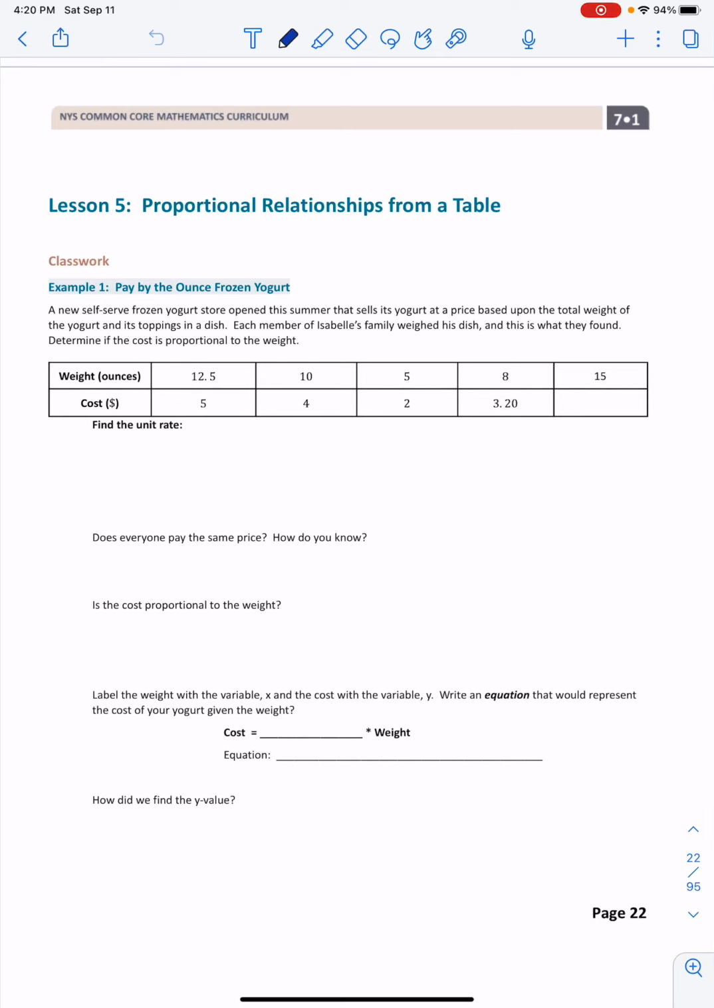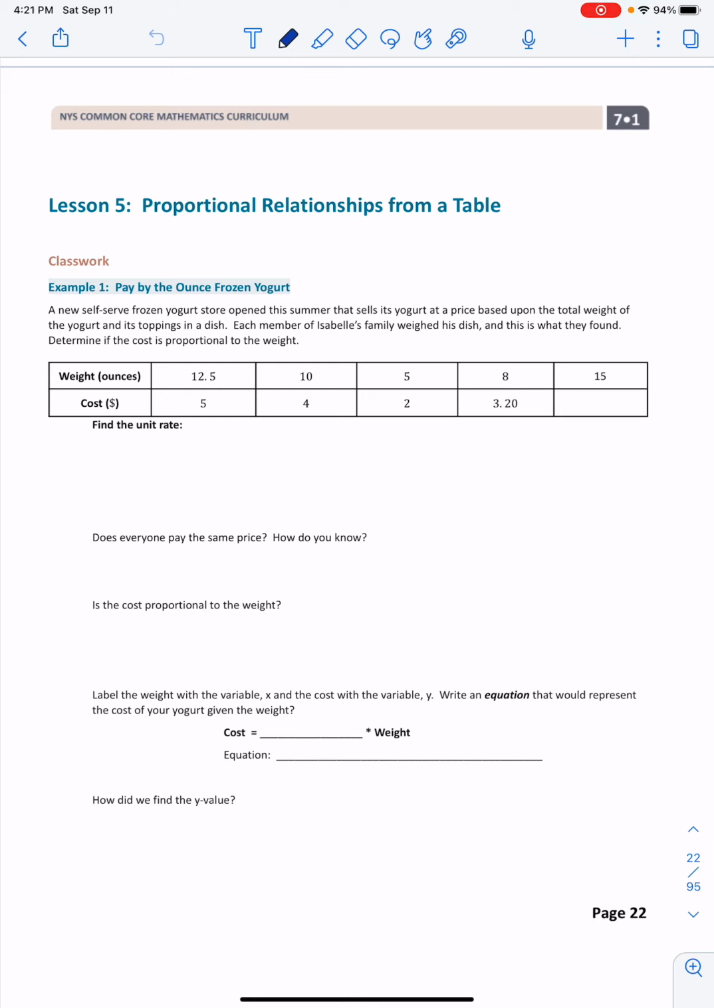This is lesson 5, proportional relationships from a table. So today what we're going to do is learn how to determine whether a table is proportional or not. For example 1, we are going to find out how this is proportional and what we can do from that information.